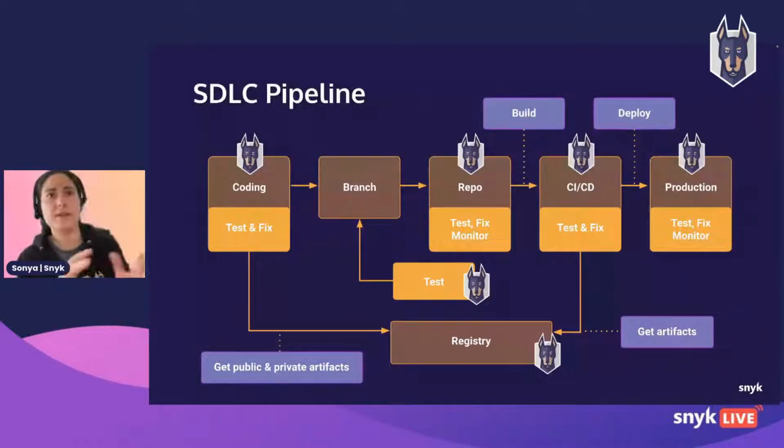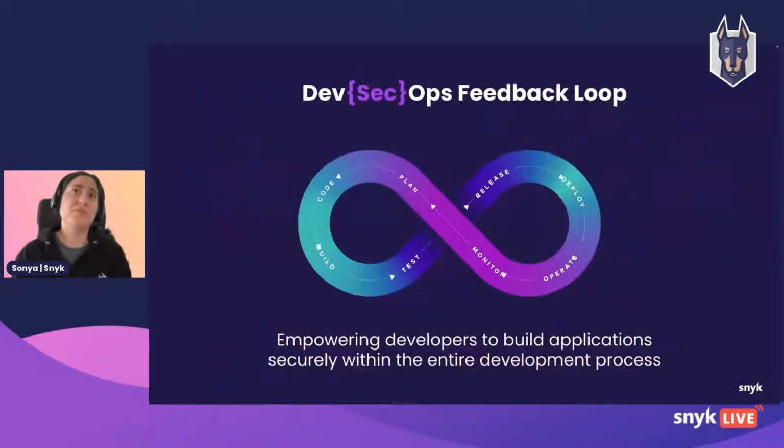As we've seen, at the coding stage we could have the CLI and the IDE integration. On your repo, you can have the tool implemented within your GitHub repo and on your CI/CD pipeline, depending on whether you're using Jenkins, GitLab pipelines, or GitHub Actions. On the production side, also with Docker, your containers and IaC, and having that visibility on the registry. It's also important to have that DevSecOps feedback loop to empower developers to build the application securely within the entire development process, because we don't want silos between the teams. We want to work hand in hand between developers and security teams.